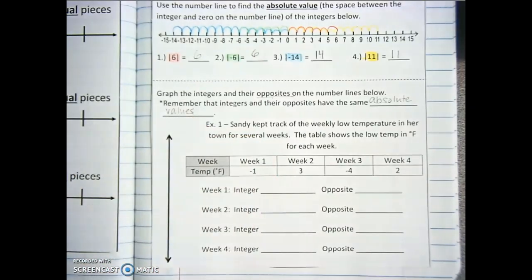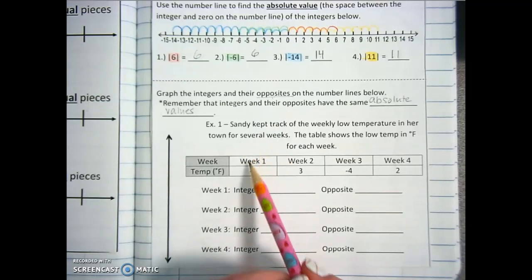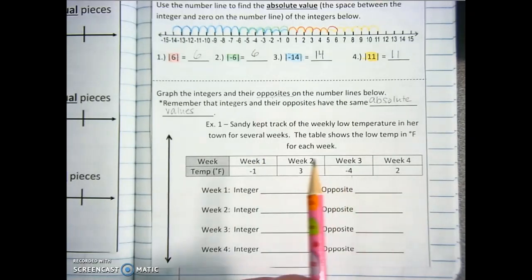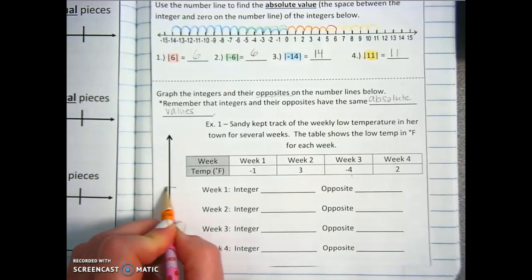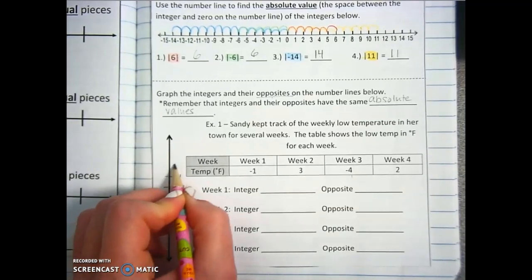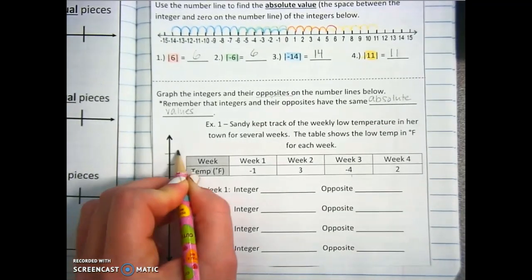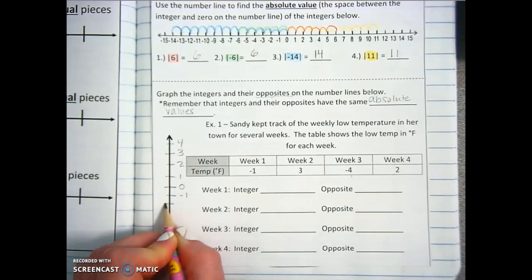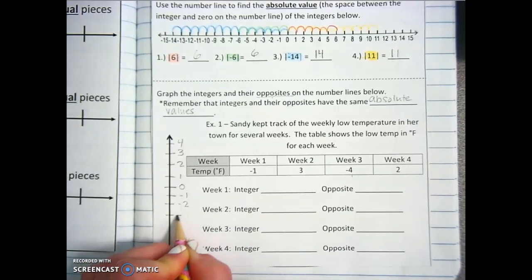Okay, example number 1. Sandy kept track of the weekly low temperature in her town for several weeks. The table shows the low temperature in degrees Fahrenheit for each week. So week 1 was -1, week 2 was 3, week 3 was -4, and week 4 was 2. So I'm going to create a really basic number line here. Make sure that I have enough numbers that will cover all of the ones I'm going to be working with.